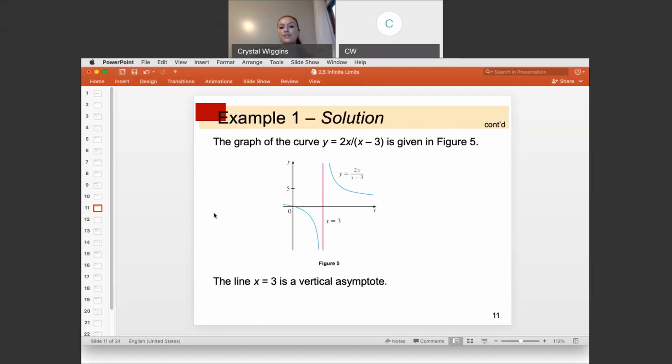And here's the graph of the curve. So we can see that's exactly what I was trying to demonstrate.